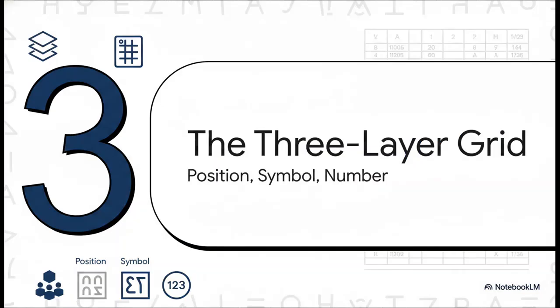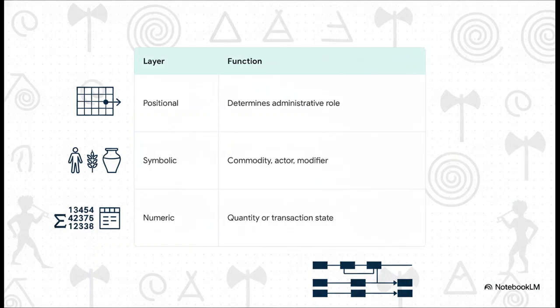Moving right along to Section 3, the three-layer grid: positional, symbolic, numeric. So the real secret here is this three-layer information grid. The meaning of a symbol actually changes completely based on where it sits. First, you have the positional layer. Where a sign is placed tells you its administrative job. Second is the symbolic layer. The actual shape tells you its function, like if it represents a commodity or a specific person. And third is the numeric layer, which gives you the quantity or the transaction state.